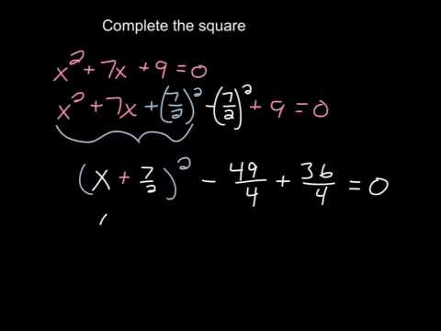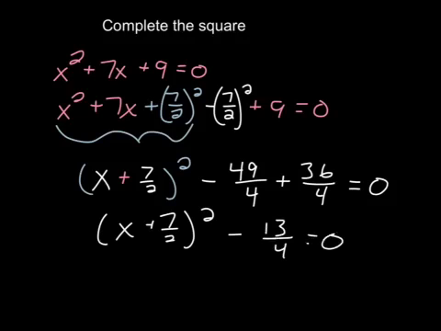Let's combine some like terms. So I get x plus 7 over 2 squared, and then I'm going to add the fractions minus 49 over 4 and plus 36 over 4. It's going to give us a minus 13 over 4. Our goal is to get x by itself, so we're going to add this 13 over 4 to both sides of the equation. If we do that, we get the sum of x and 7/2 squared equals 13 over 4.